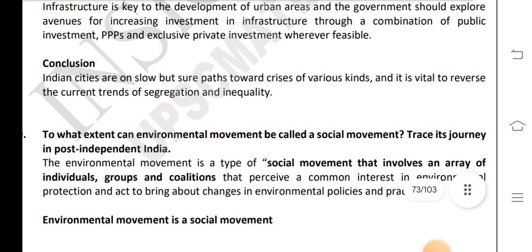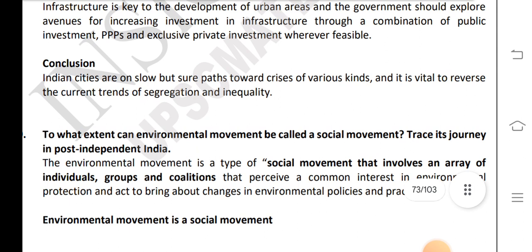Provide urban facilities in rural areas, or make rural areas smart, to decrease migration to urban areas. Infrastructure is key to the development of urban areas, and the government should explore avenues for increasing investment in infrastructure through a combination of public investment, PPPs and exclusive private investment, to improve efficiency.